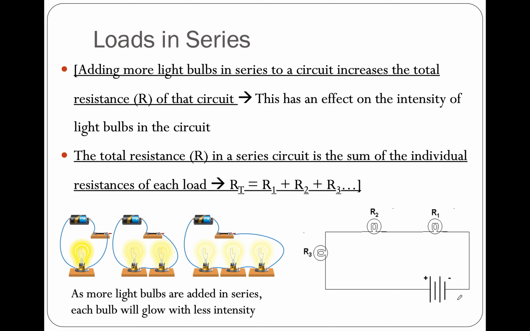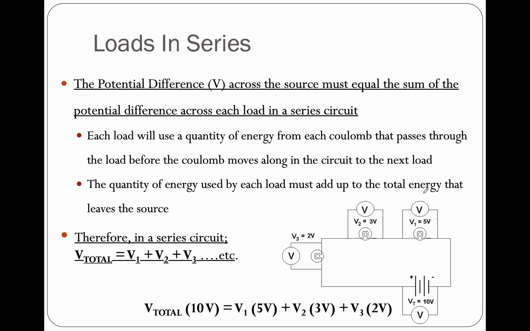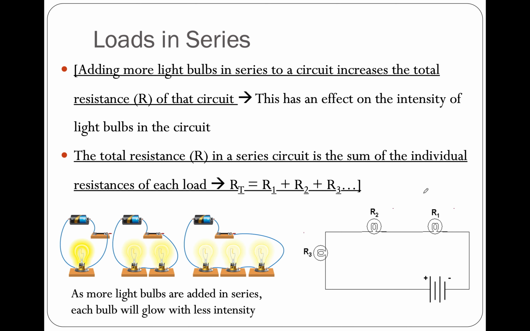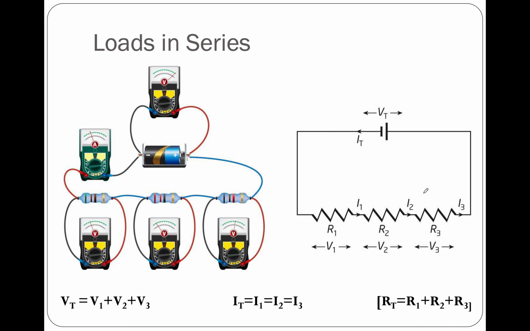So the more bulbs there are, the more resistance there is in a series circuit. So voltage and resistance have the same relationship. Hopefully that's helpful as opposed to confusing. And then here's a nice summary slide for all of them.